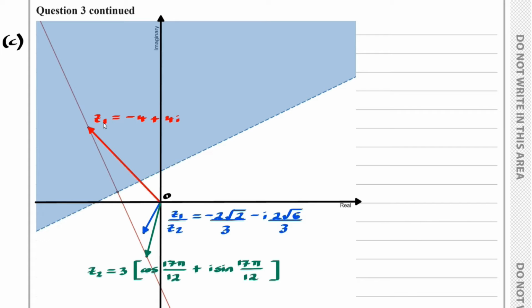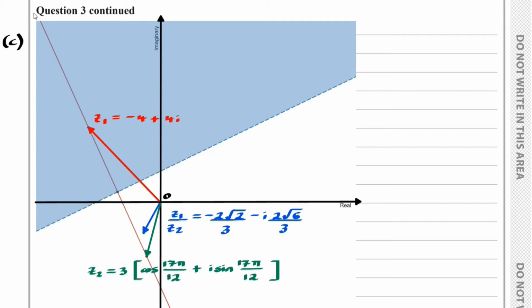So here you can see we have z1 plotted, that's negative 4 plus 4i. We have z2 plotted, that's 3 times by the cosine of 17 pi over 12 plus i sine of 17 pi over 12. And then we have z1 over z2, which is equal to negative 2 root 2 over 3, subtract i times 2 root 6 over 3. Now, we need the perpendicular bisector.